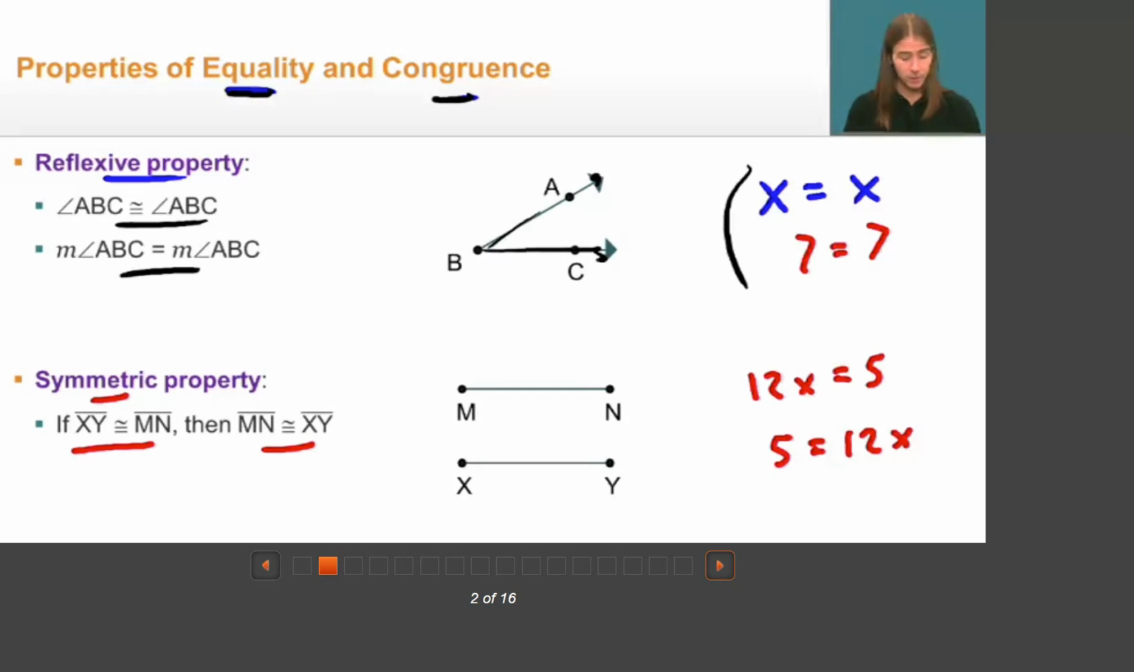And in geometry, for a more geometric example, if I knew that the length of xy equals the length of mn, well then surely I know that the length of mn is equal to the length of xy.